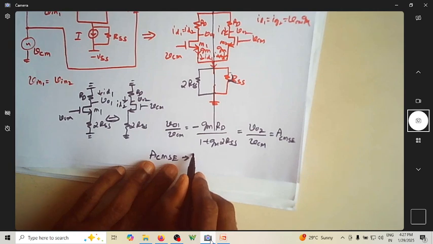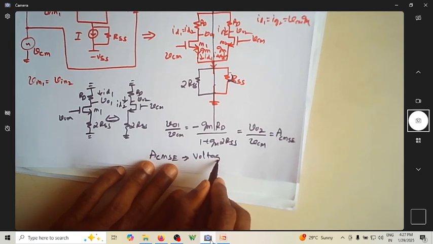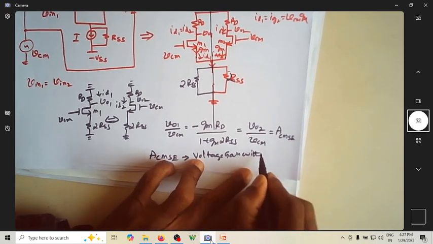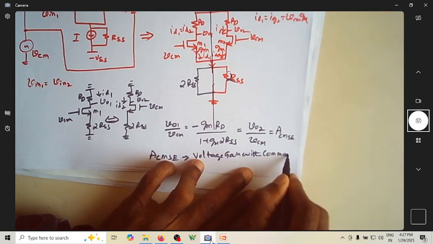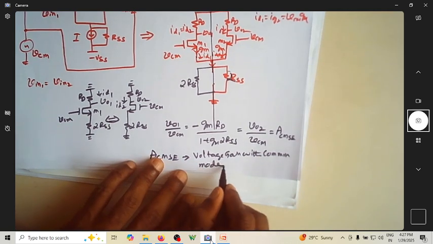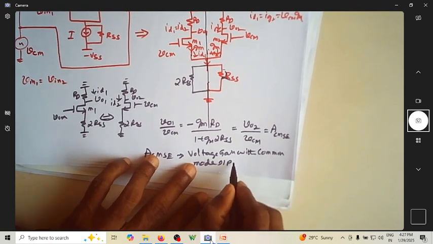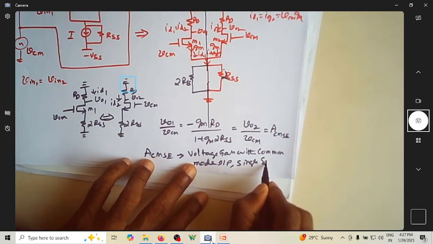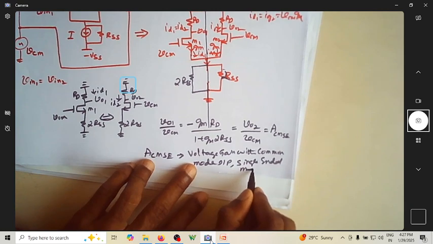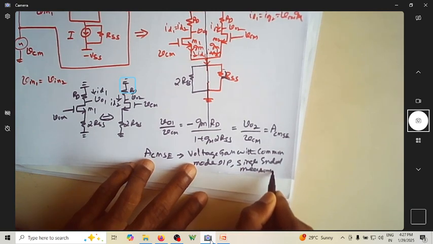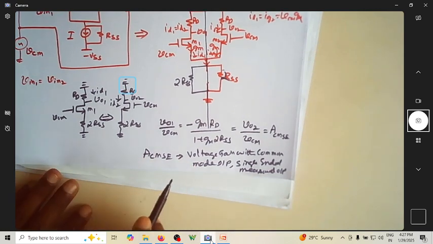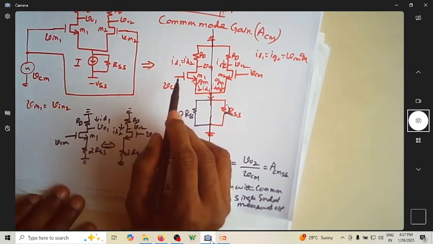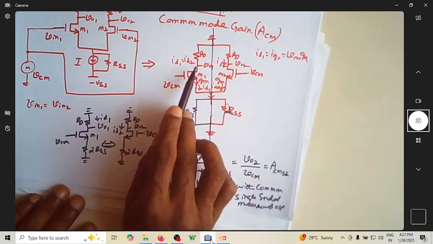This is nothing but voltage gain with common mode input with single ended measured output. The output is measured single-endedly, whereas the input is applied commonly. So both the inputs, both the terminals, are getting the same input.